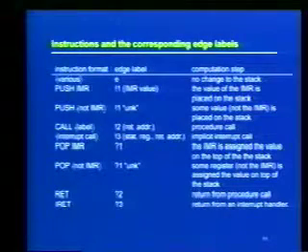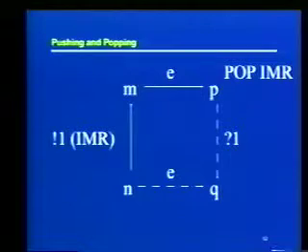For the ones that push the IMR, what we'll do is make a connection. So this is actually what happens here. We will make a connection so that the edge from N to M is an edge where we push an IMR to the stack. And then the edge E on the top there is one that says we're not changing the stack here.